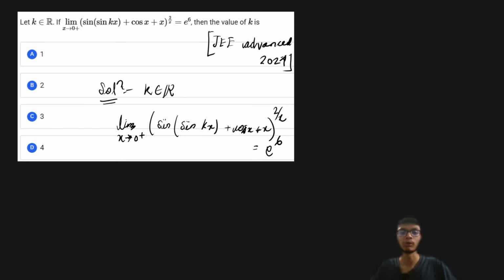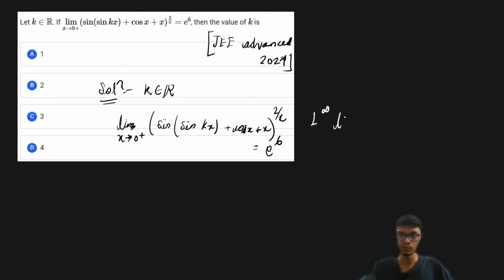Now if you look at this particular problem, you might get a feeling that it is of the form 1 to the power infinity. This is very obvious to understand. So how do we solve questions of the 1 to the power infinity form? That is very simple. Let me write the formula over here.